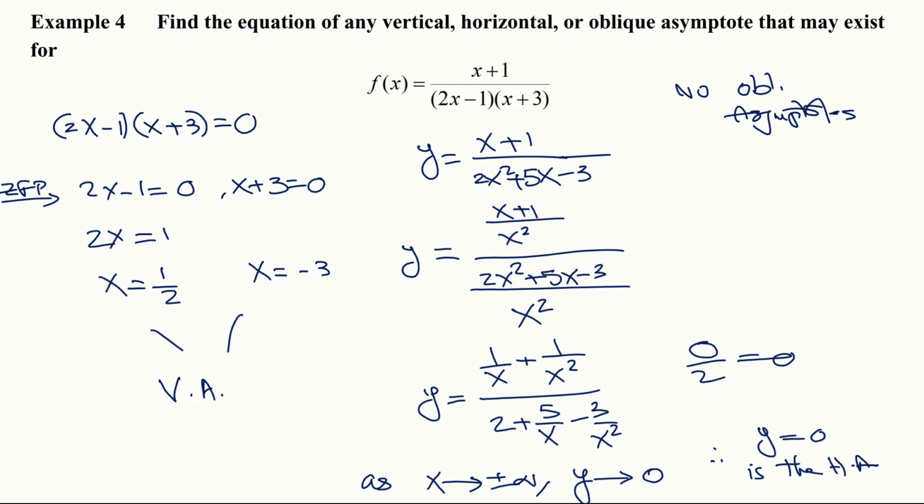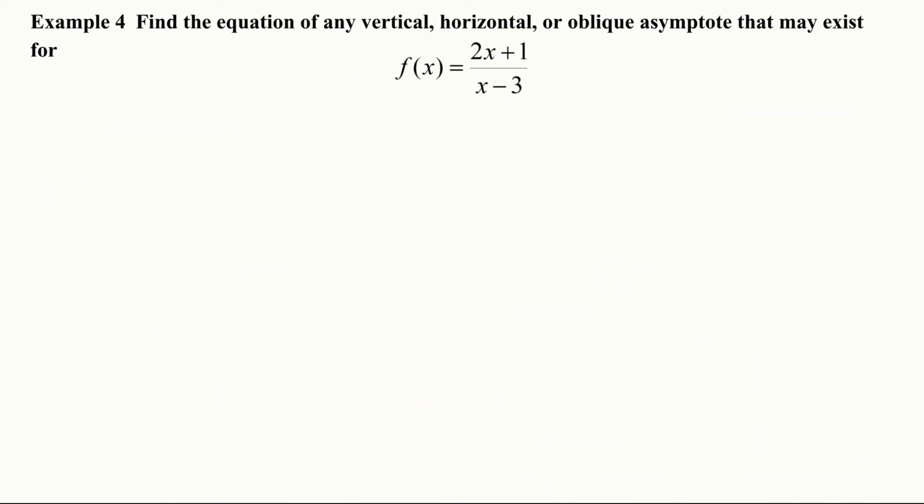All right, so make sure you understand that, and we'll go on to another example. Try this one, see what you come up with, and then compare your answer to mine. Here we're trying to find the equation of all the asymptotes, vertical, horizontal, or oblique again.